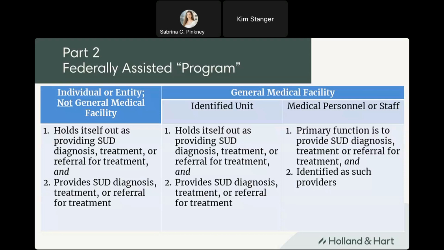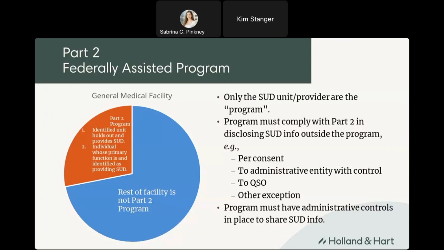If you are a Part 2 program, however, you're going to have to comply with the new rules under Part 2. Those Part 2 rules apply to just the Part 2 program. So if it's a Part 2 program within a hospital or the like, the Part 2 rules apply to the portion of the hospital, that identified unit or those identified providers who provide those services. The rest of the hospital is not a Part 2 program, but before that Part 2 program can share the information with the rest of the people in the hospital, they would have to satisfy the Part 2 limits or requirements on that.